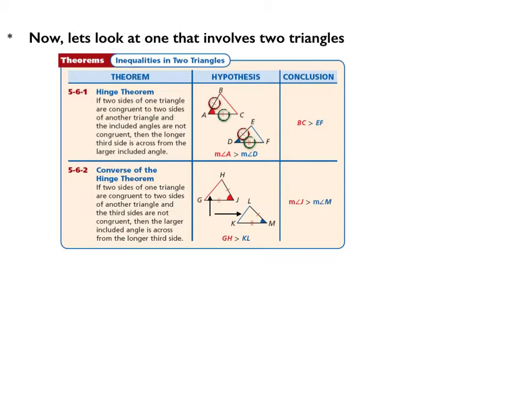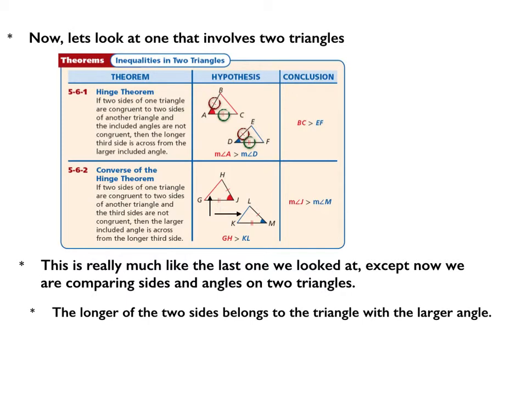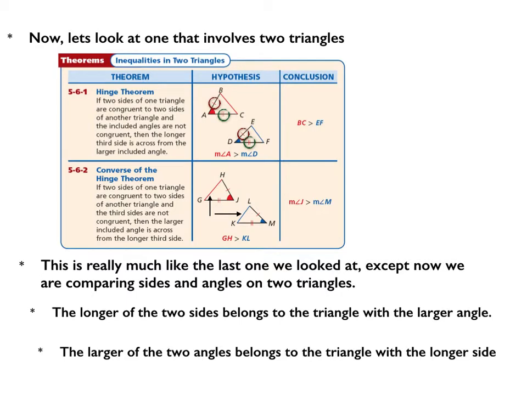So we've got the measure of angle J is greater than the measure of angle M. So it's really just like what we looked at before, except now that we're comparing sides and angles on two different triangles. You'll see that the longer of the two sides belongs to the triangle with the larger angle, and the larger of the two angles belongs to the triangle with the longer side.